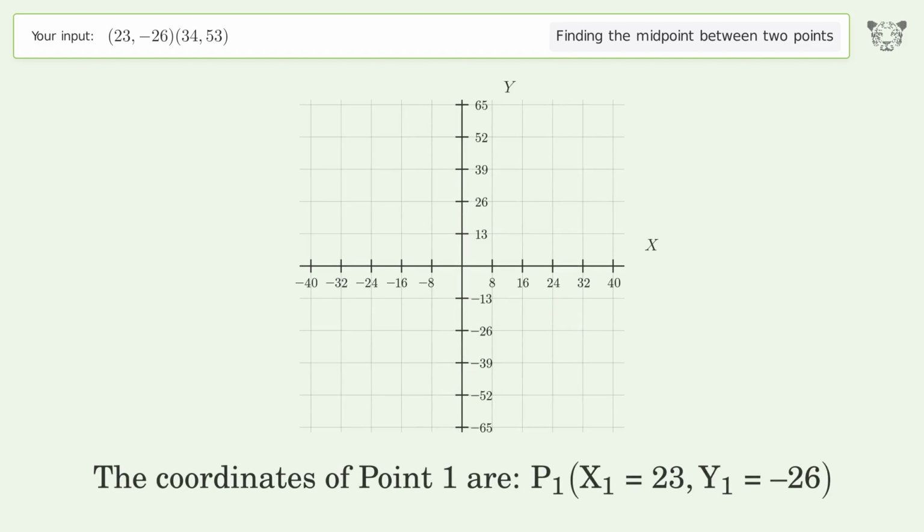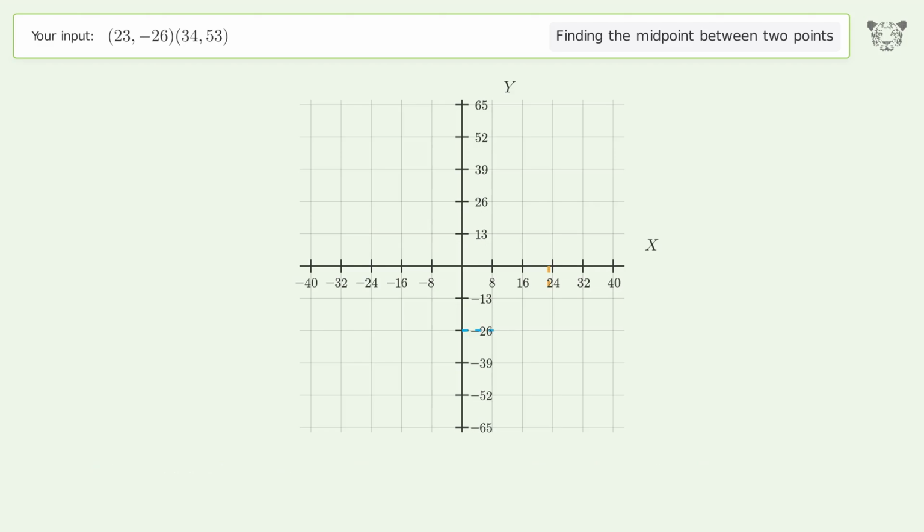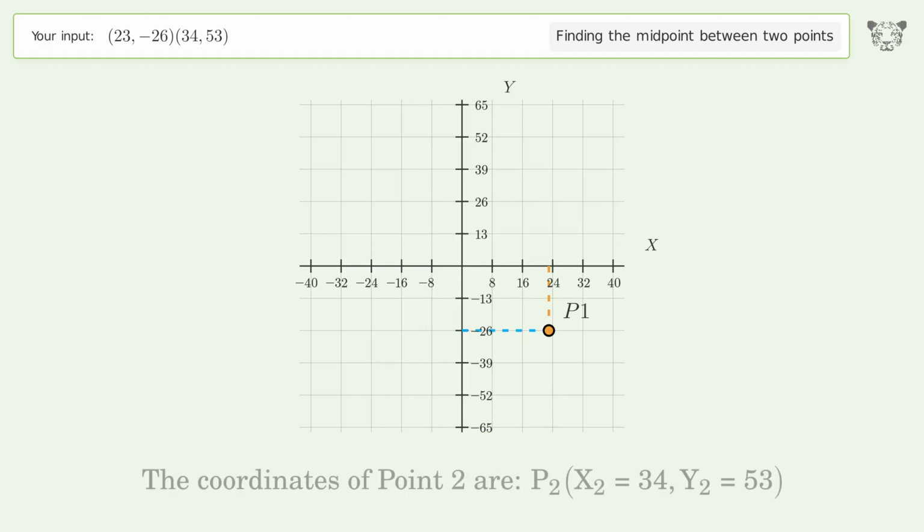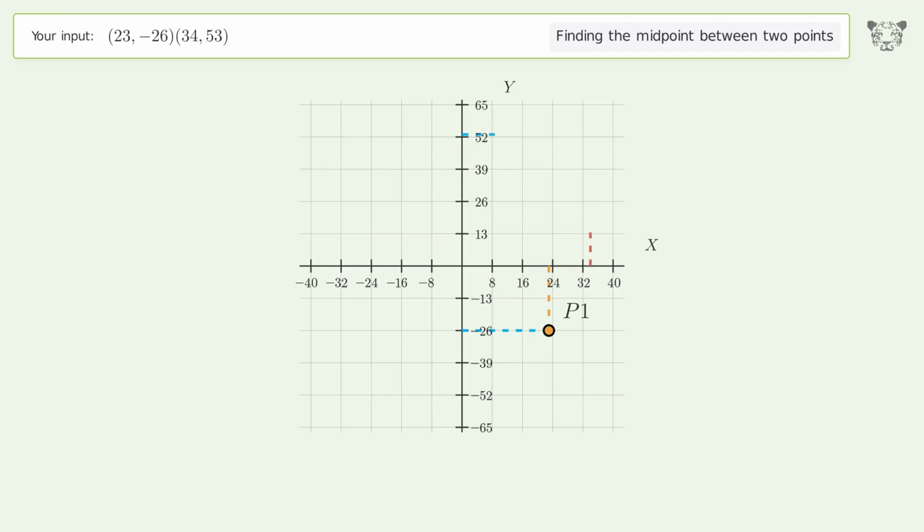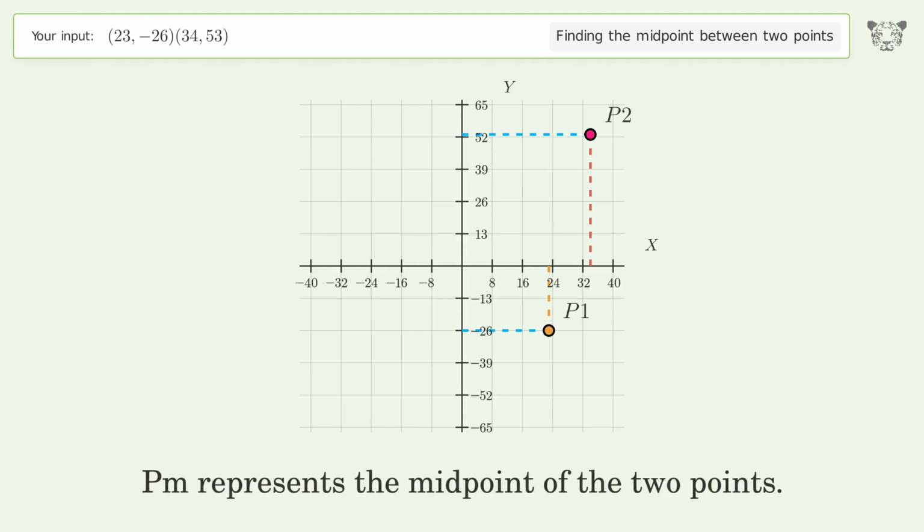The coordinates of point 1 are x1 equals 23, y1 equals -26. The coordinates of point 2 are x2 equals 34, y2 equals 53. PM represents the midpoint of the 2 points.